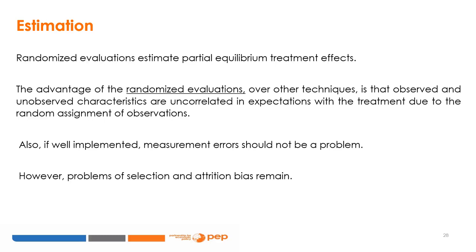Randomized evaluations estimate partial equilibrium treatment effects. The advantage of randomized evaluations over other techniques is that observed and unobserved characteristics are uncorrelated in expectations with the treatment due to the random assignment of observations. Also, if well implemented, measurement errors should not be a problem. However, problems of selection and attrition bias remain.